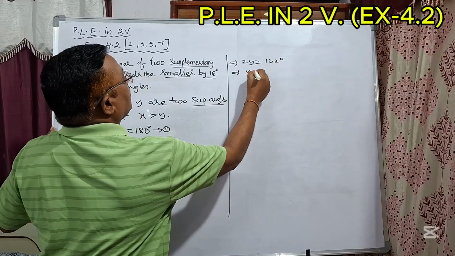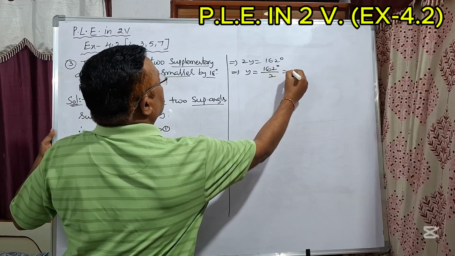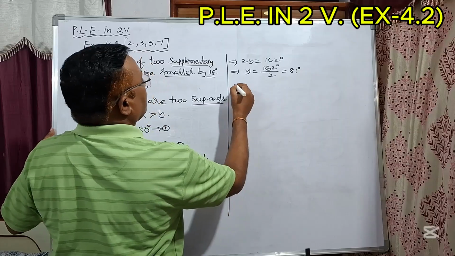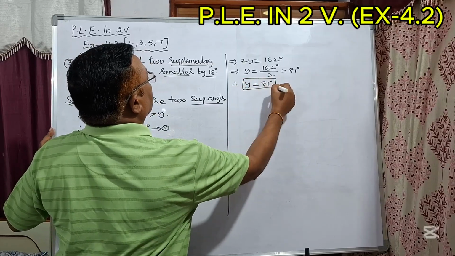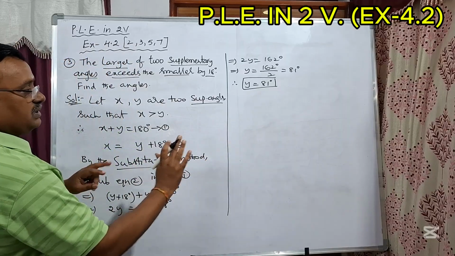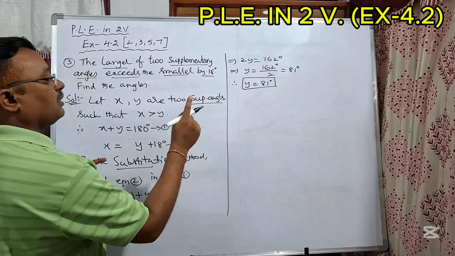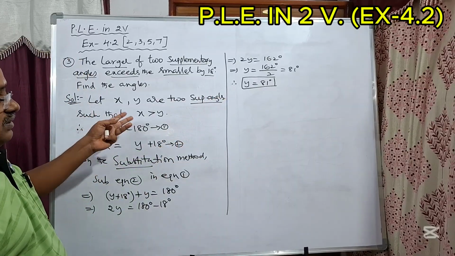This implies y is equal to 162 degrees by 2, that is equal to 81 degrees. Therefore y is equal to 81 degrees. Okay? One variable we got by this substitution. But what is the other variable? To get it, substitute this one in your other equation.